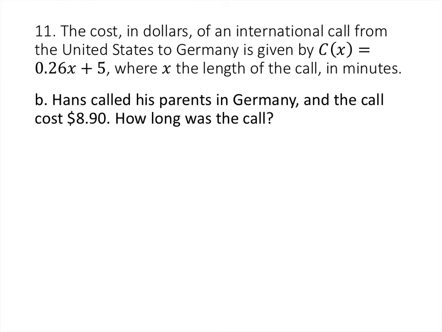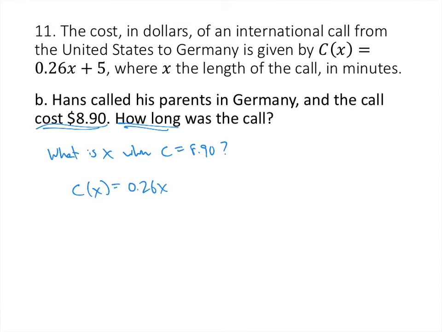Same function here, and now we're told that the cost is $8.90, and we want to know how long was the call. So in other words, we want to know what is x when the cost is 8.90. So we're going to set cost, which is 0.26x plus 5, equal to 8.90 and solve for x. Subtract 5 from both sides, we get 3.90. And divide both sides by 0.26, that's going to give us 15. x is the length of the call, so the units here would be minutes.